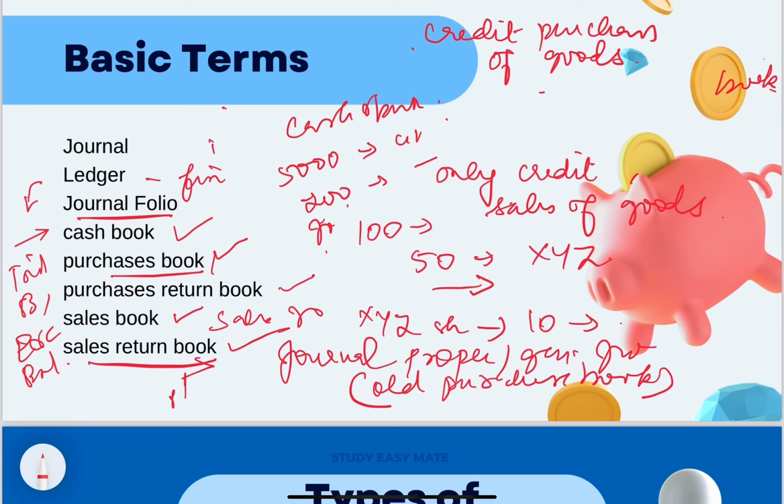So a cash book is where you record all cash and bank transactions. Then you have the purchases book, where you record credit purchase of goods. Then the purchases return book, where you record goods returned to the supplier. Then the sales book, where you record credit sales of goods. Then the sales return book, where you record goods returned by the customer. Then the journal proper: anything that doesn't go in the above books, you record it there. In short, these books help you make accounting faster, easier, and organized, and everything is quite well placed and very easy to check.